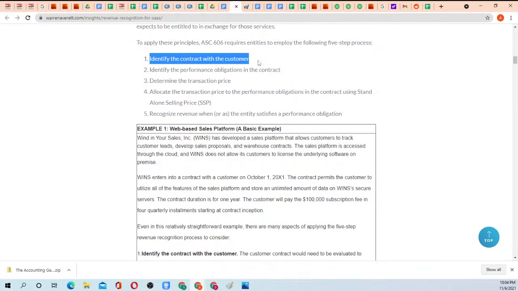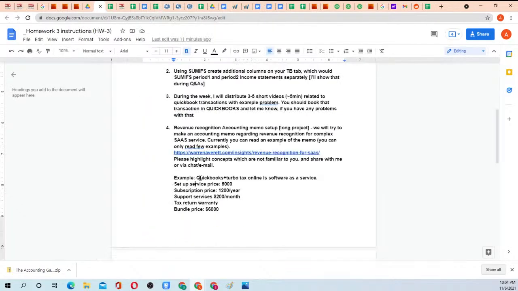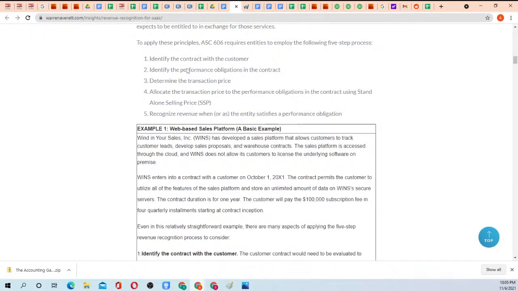Okay, so identify a contract with a customer. Let's assume that we are in a straightforward situation, that there was no oral contract with the customer and everything is straightforward. Let's not overcomplicate our stuff. We signed up for some paid service, assuming that is some QuickBooks plus TurboTax. It's probably not real, I completely made it up. But that's what we're trying to figure out: how do we recognize the revenue in that situation? So let's go back to our article.